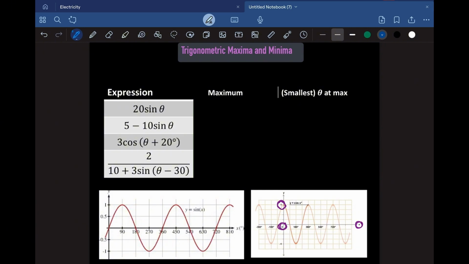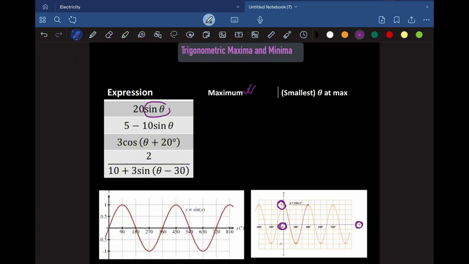Now here, what you can see is they have given us a couple of expressions, four expressions. Out of these, we have to figure out the maximum value of these expressions and the smallest theta at max of these expressions. This becomes a little difficult to understand, so the first thing we will do is figure out the maximum value of this expression, as they have given us the maximum.